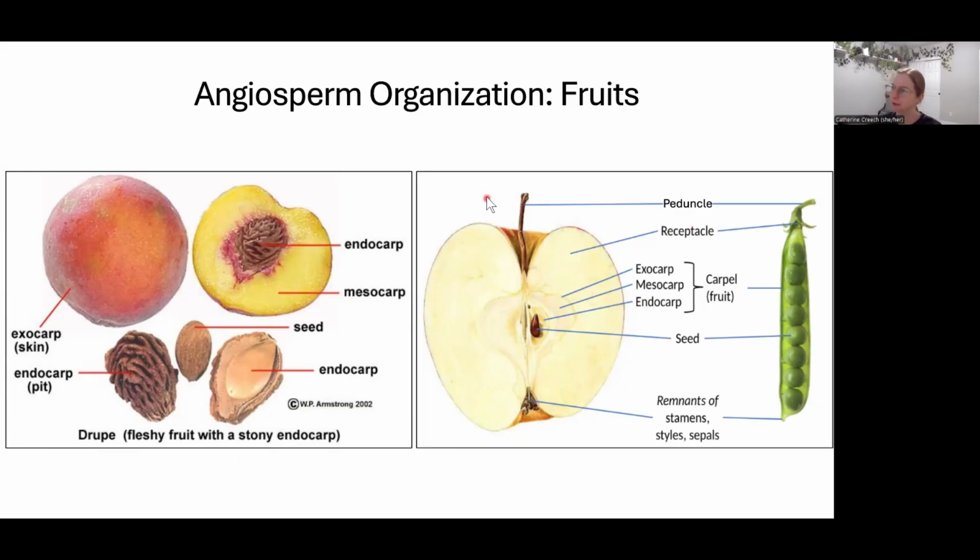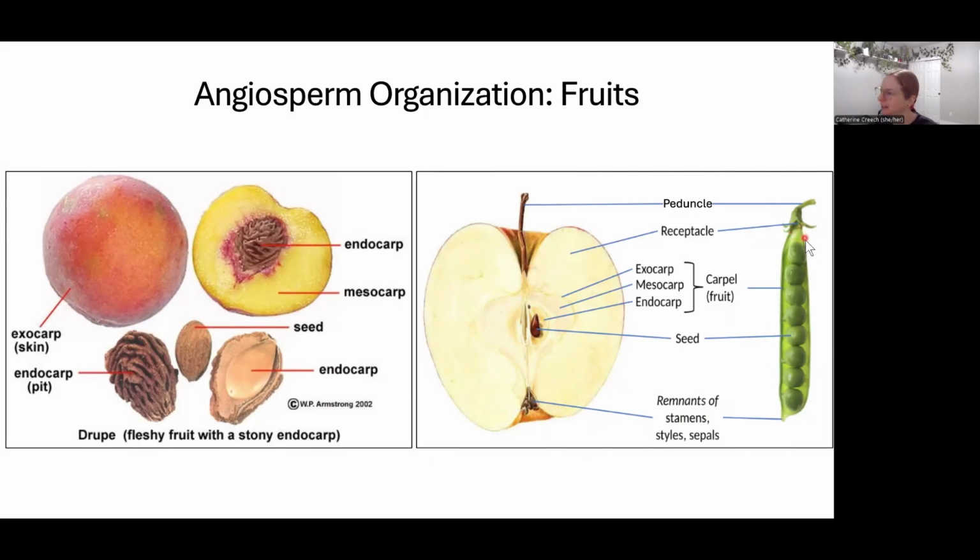Here's another type of fruit. This is an apple. We have the peduncle, which holds up the flower. Then we have the receptacle, which sits around the ovary. The ovary here contains the exocarp, mesocarp, and endocarp. Interior are these seeds. And if we look at the far end, we have the remnants of the stigma and the stamens and the sepals down here. It's the same for a pea plant too.